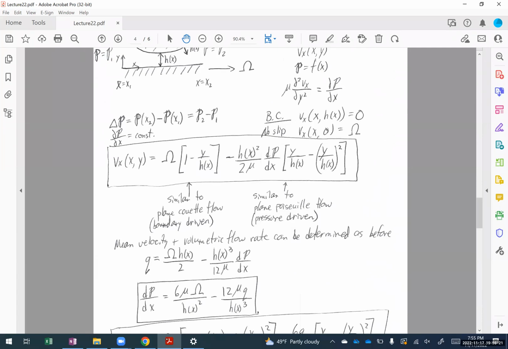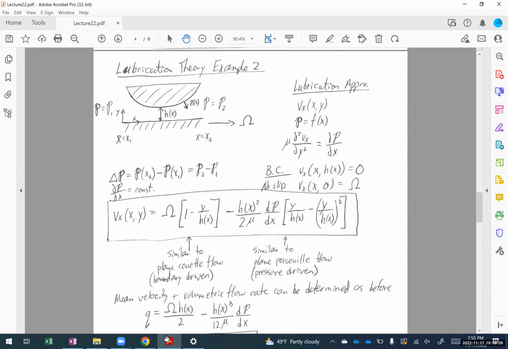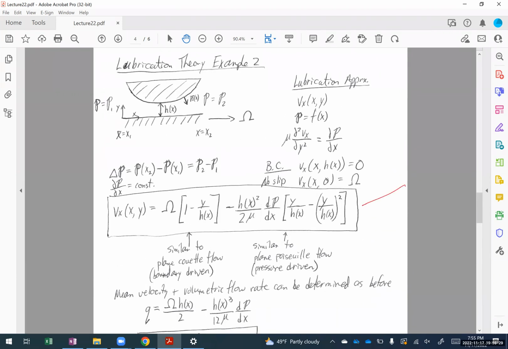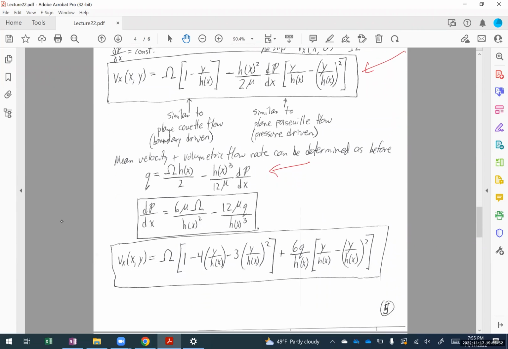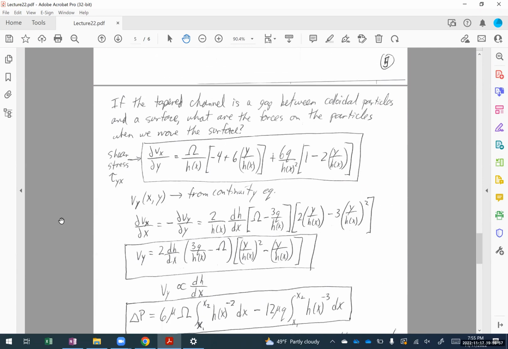We are like two classes behind because of the cancellations, right? So look, this is the same problem. Again, you solve the simplified Navier-Stokes with the lubrication approximation, and you can get to the expressions for Vx. At the top surface, the velocity is 0. At the bottom surface, the book says U, he uses sigma. Now you can calculate the volumetric flow rate, rearrange, and get dp over dx. Now you can get Vx as a function of y.